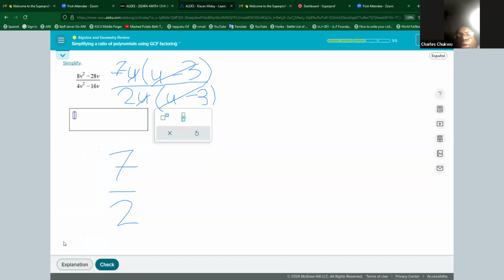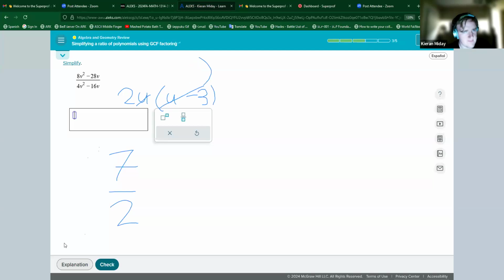Correct. Perfect. The reason why it worked is because we were supposed to simplify. So we would simplify that into a mixed number. Exactly. Okay.